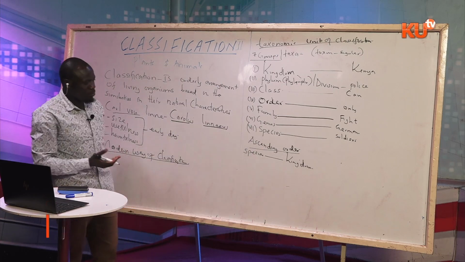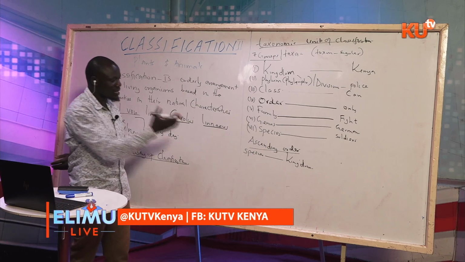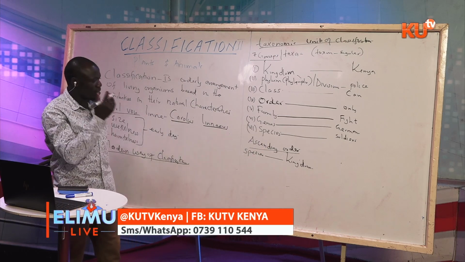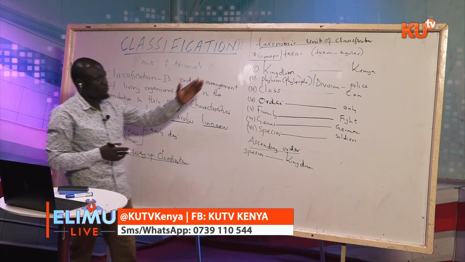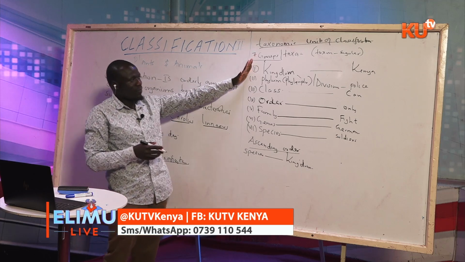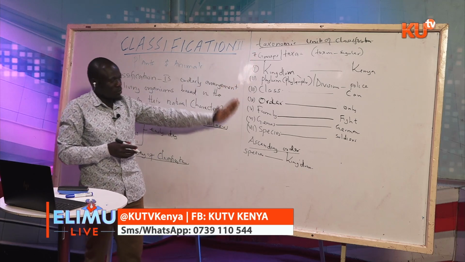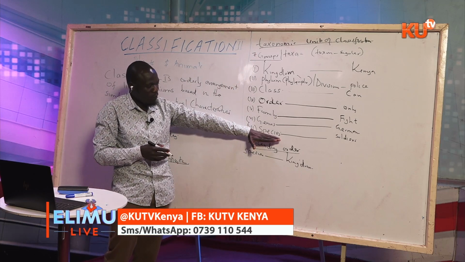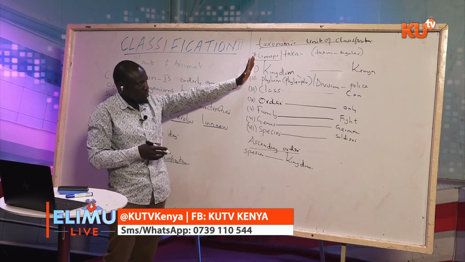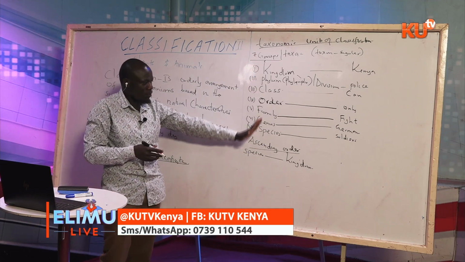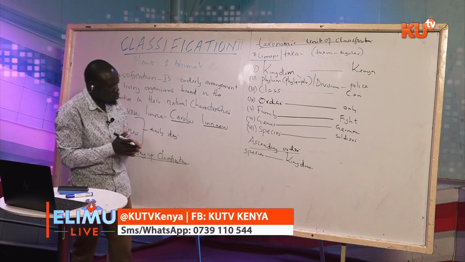At the same time, you might be told to write it in a descending order. The descending order just simply means we are starting from the one that has the largest number of organisms to the one that has the least number of organisms. So that is all the way from the kingdom to the species. So this is what we learned.